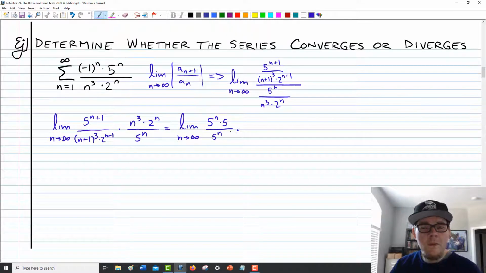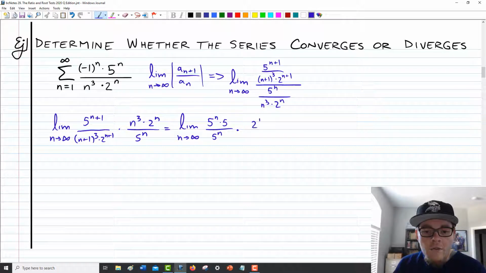Be careful, by the way, when you're doing this step. If you're not really on top of it or you're rushing, you might lose individual factors and then end up getting the problem wrong. So just be careful here. The next one will have 2 to the n. That'll be over 2 to the n times 2. So we can see some more stuff simplifying.